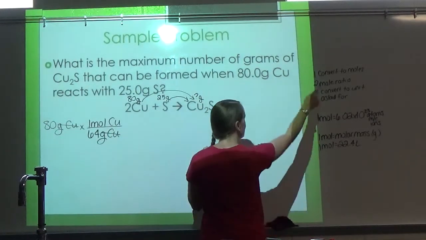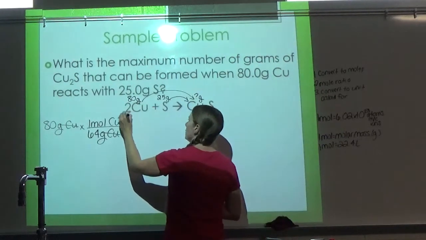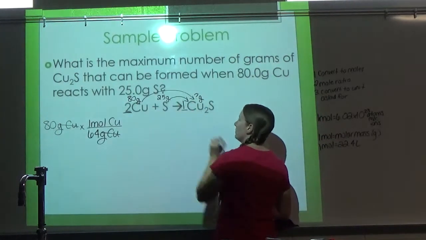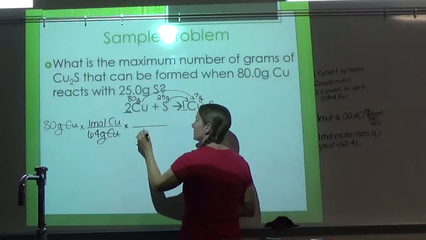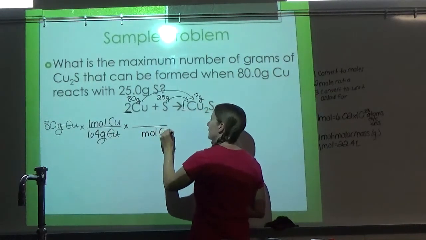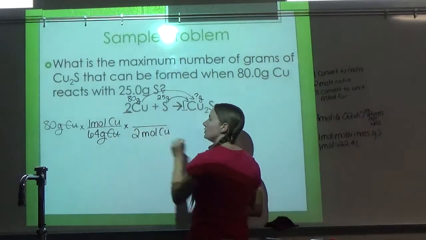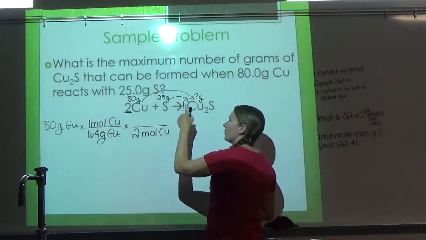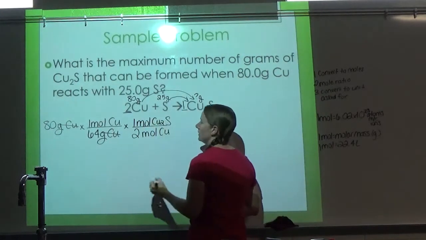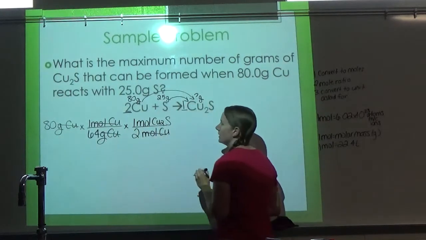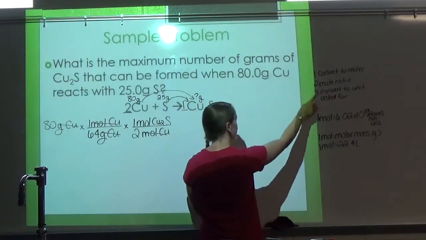All right, step 2 is mole ratio. So 2 moles of copper make 1 mole of my product. So I follow my golden rule. Moles of copper go on bottom. I pull my coefficient. 2 moles of copper equals 1 mole of my product. And so moles of copper cancel. So then I move on to step 3.